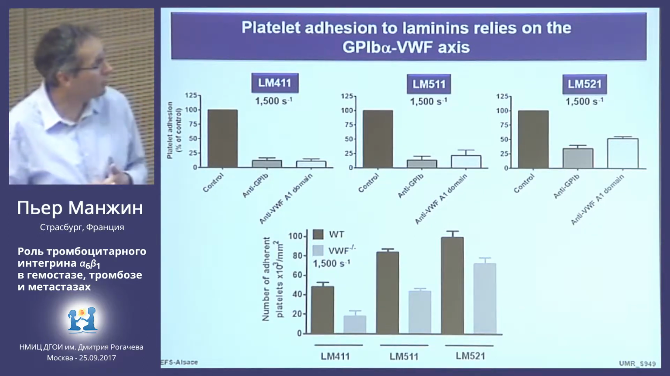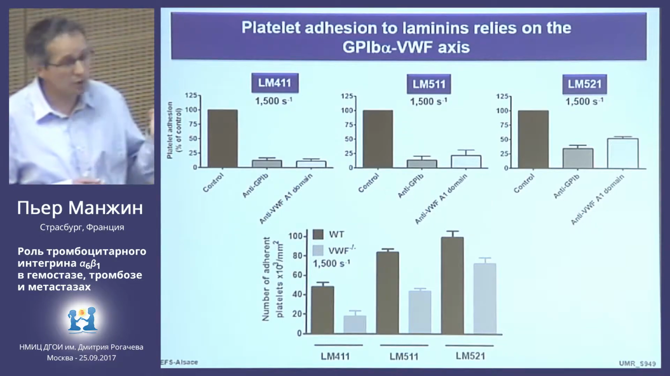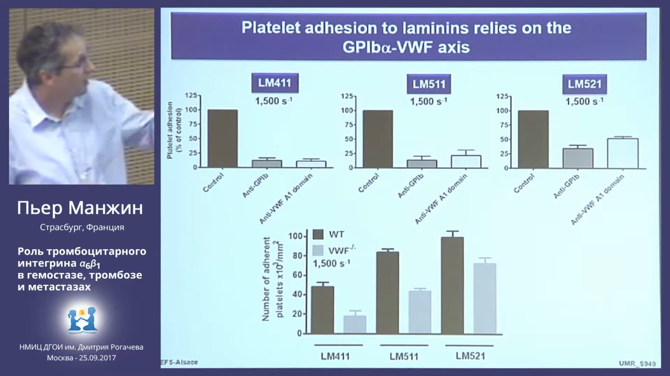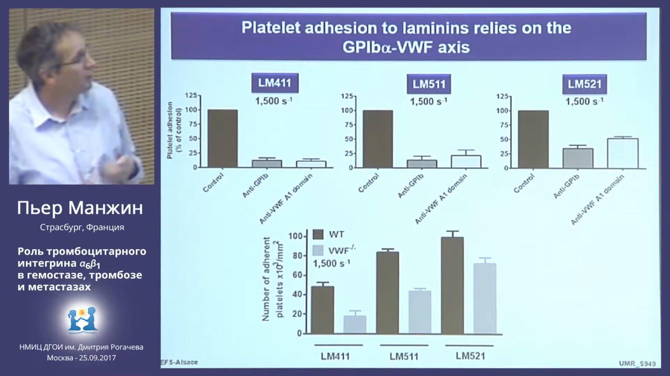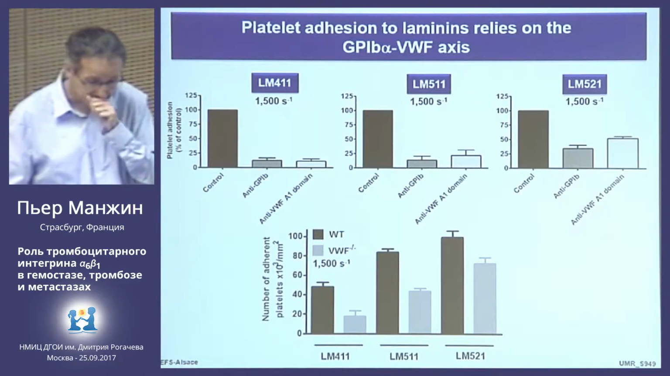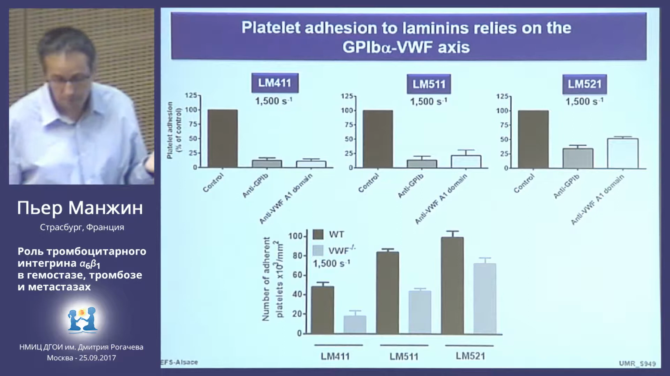And to further show a role for VWF, we used blood from VWF deficient mice and perfused it over the 3 laminins, and as you can see here on the bottom, we had marked inhibition in platelet recruitment on the laminins. So how does this work?